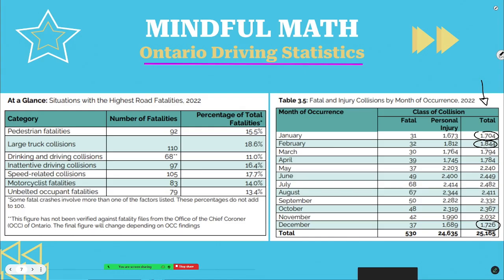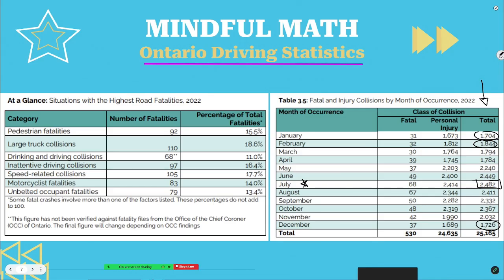We have 22, 24, 23. If we look at the highest one, 2,482 collisions actually took place in the month of July. I don't know if that's shocking to anyone else. That was shocking to me, thinking, but there's no ice on the road. There's no really bad weather that happens.